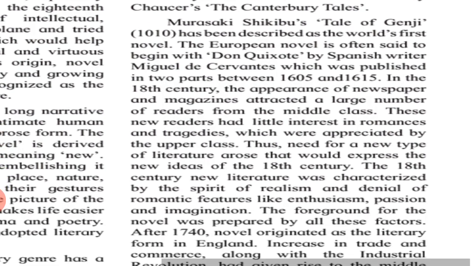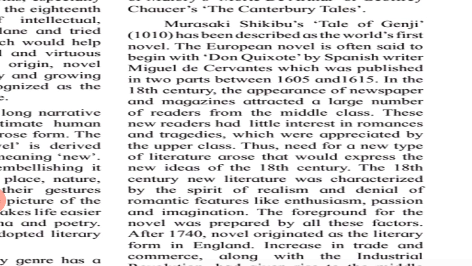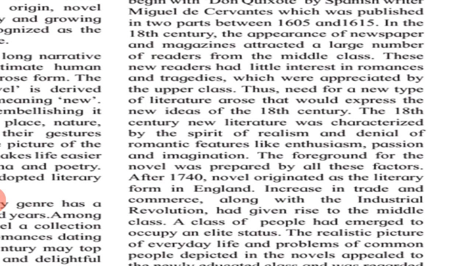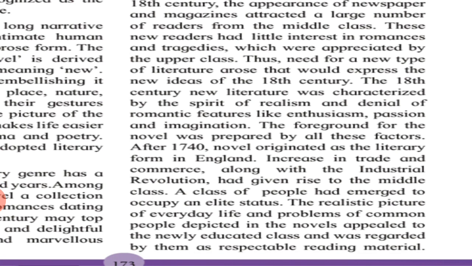The 18th century new literature was characterized by the spirit of realism and denial of romantic features like enthusiasm, passion and imagination. The foreground for the novel was prepared by all these factors. After 1740, the novel originated as a literary form in England. Increase in trade and commerce, along with the Industrial Revolution, had given rise to the middle class. A class of people had emerged to occupy an elite status. The realistic picture of everyday life and problems of common people depicted in the novels appealed to the newly educated class, who regarded it as respectable reading material.